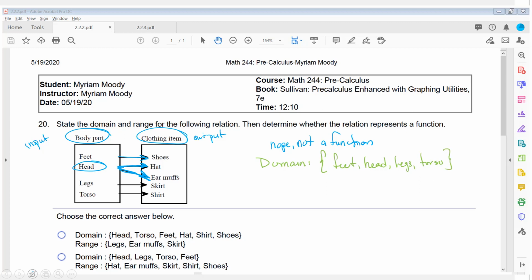Good. And our range refers to the output. Excellent. And again, you need to list it. You just can't say clothing items. You have to list it. So we have shoes, hat, earmuffs, skirt, and then shirt. Good? Awesome. All right, let's take a look at another one.